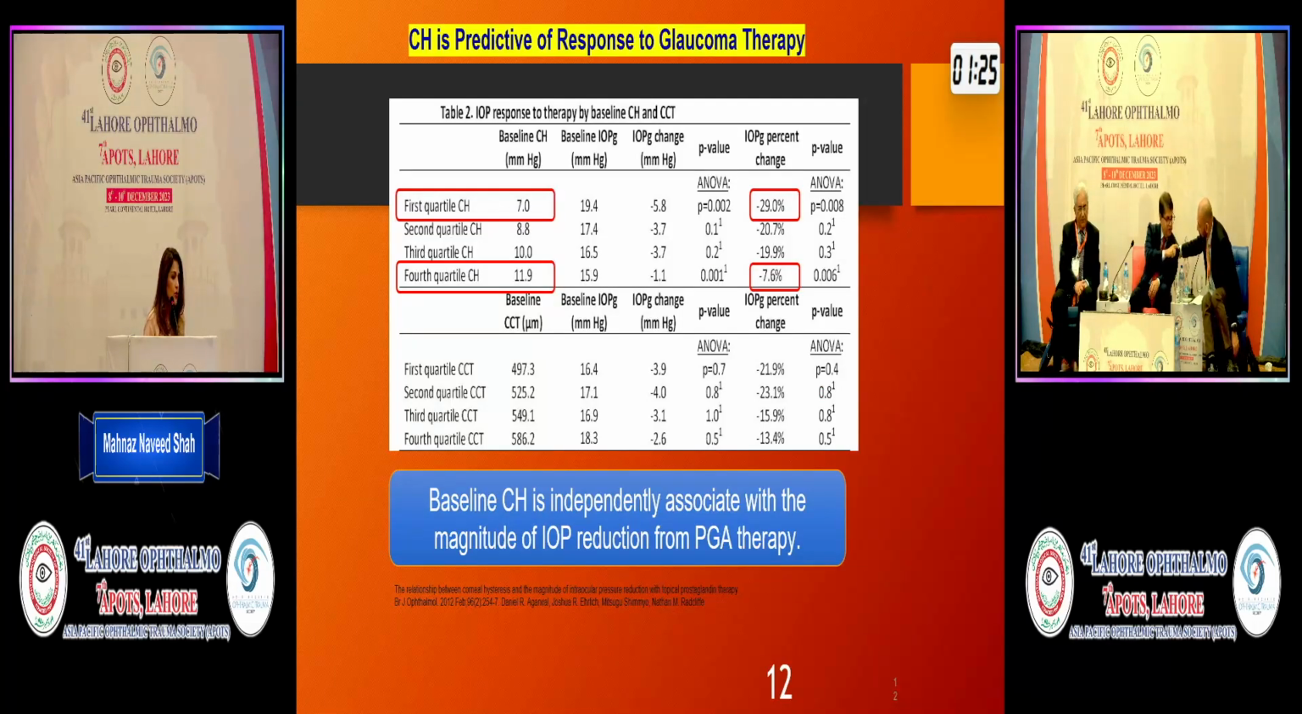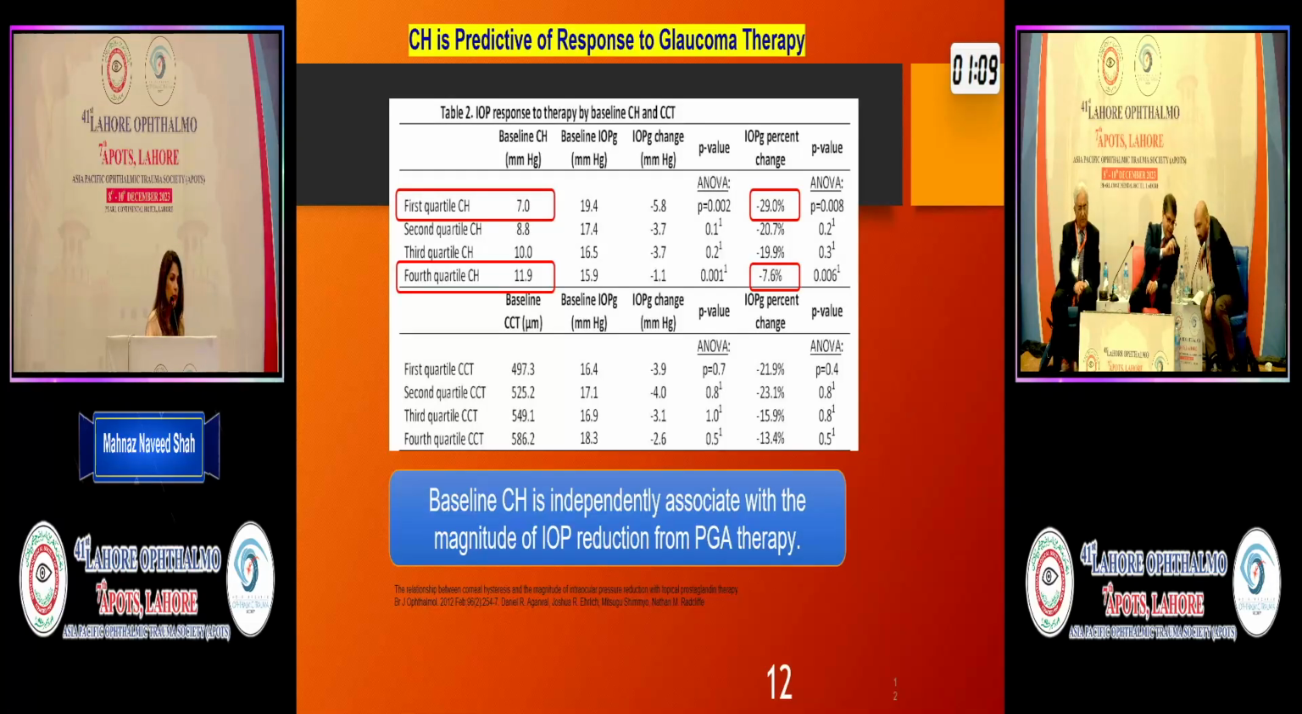Corneal hysteresis is also predictive of the response to glaucoma treatment. So it seems like those individuals who have a low corneal hysteresis value appear to be more responsive to treatment versus those who have a high corneal hysteresis value, because it seems to be that the eye already is compensating and doing what it can maximally do.